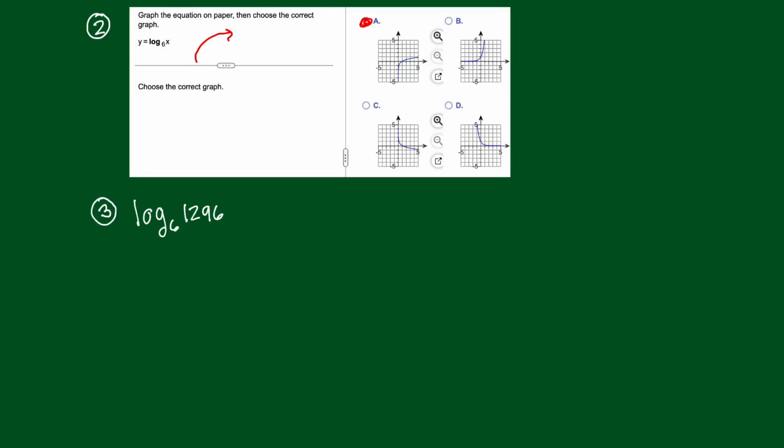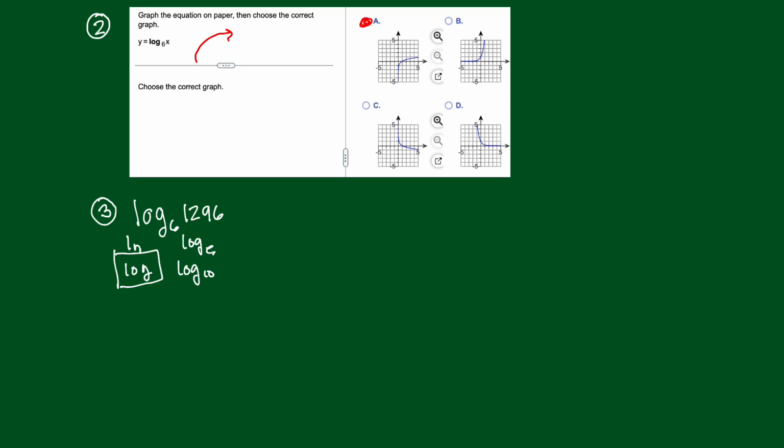Problem 3 asks us to find the logarithm base 6 of 1296. Now this is base 6. My calculator has only 2 logarithms on it. It has the log, which is log base 10, and then right above it has ln, which is the log base e. So I don't have a log base 6.